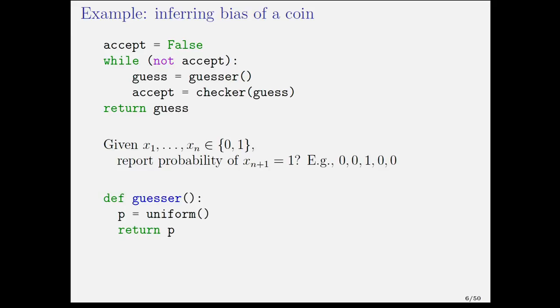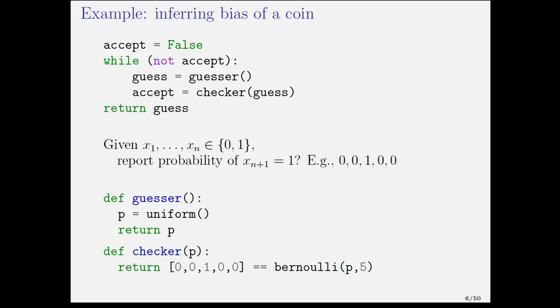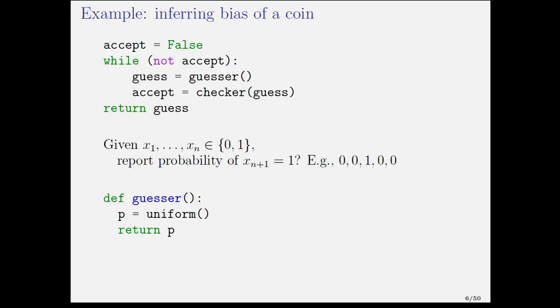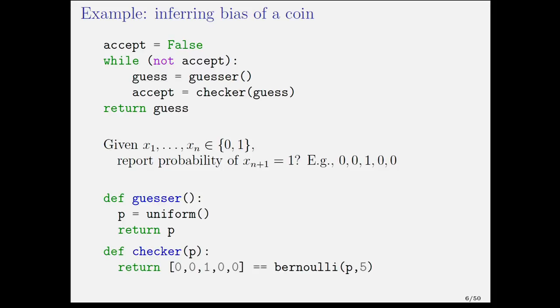So in this case, we would model this or pose it as a stochastic inference problem with a guesser that returns a uniform random variable, say, in the unit interval. From a subjective Bayesian perspective, this would be a statement of complete uncertainty as to what the bias might be. And then the checker, what does the checker do? Well, this is my data, 0, 0, 1, 0, 0. So I'm going to go ahead and generate.